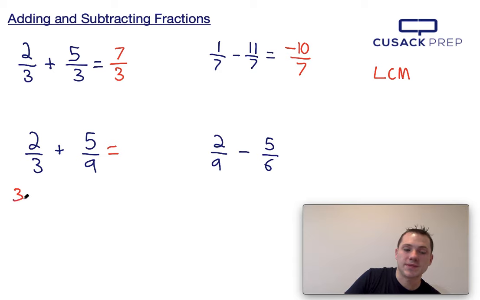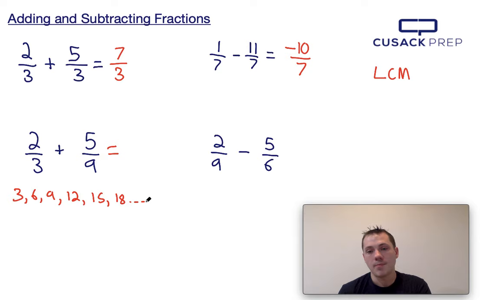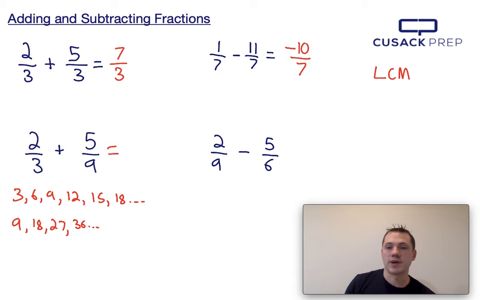So, for example, if I wanted to figure out the least common multiple of 3 and 9, the multiples of 3 are 3, 6, 9, 12, 15, 18, and so on. Multiples meaning multiply: 3 times 1, 3 times 2, 3 times 3. Now, for the second one, we would have 9, 18, 27, 36, and so on. What we can see here is the least common multiple in both cases is 9. It's the smallest number that appears in both sets of multiples.